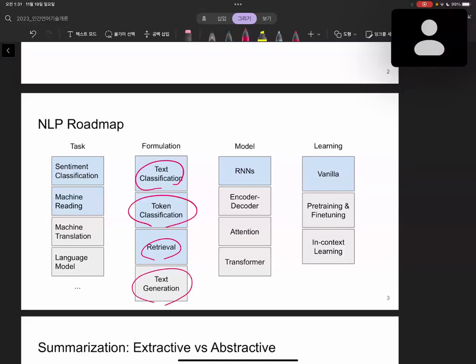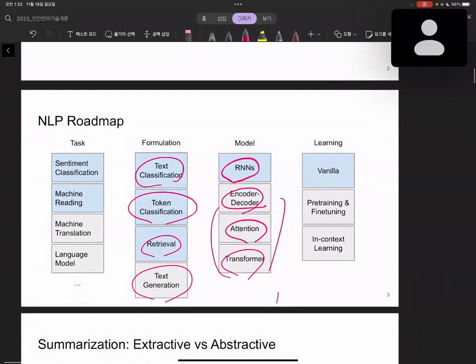Now we are going to study text generation. So far, we have only seen the RNN model for language model, but there are other architectures for language model such as encoder, decoder, attention, and transformer. We will see these topics later.